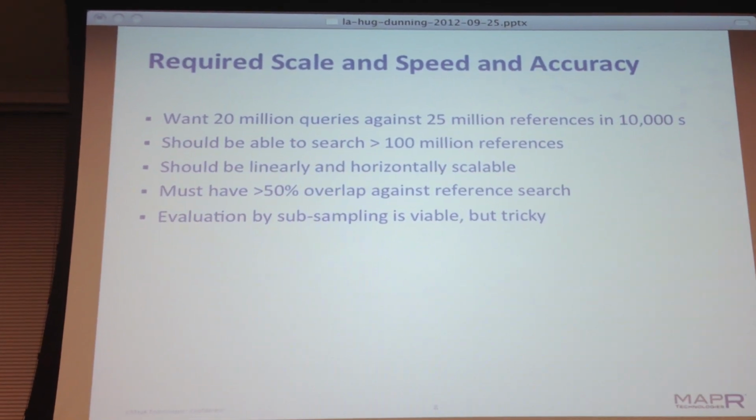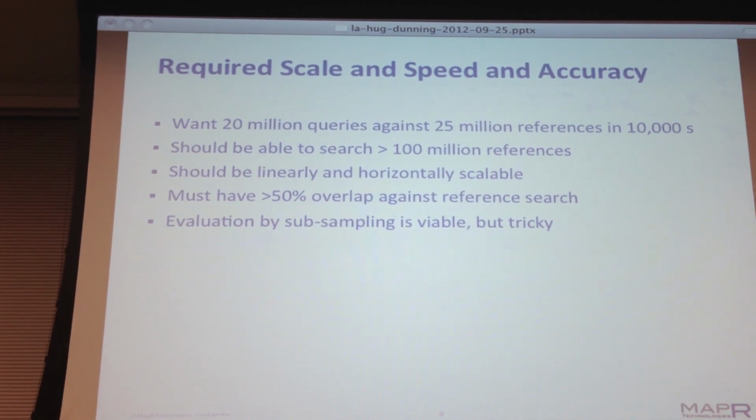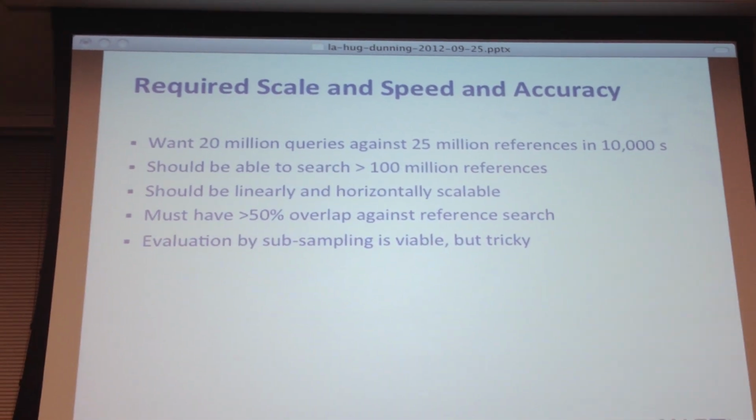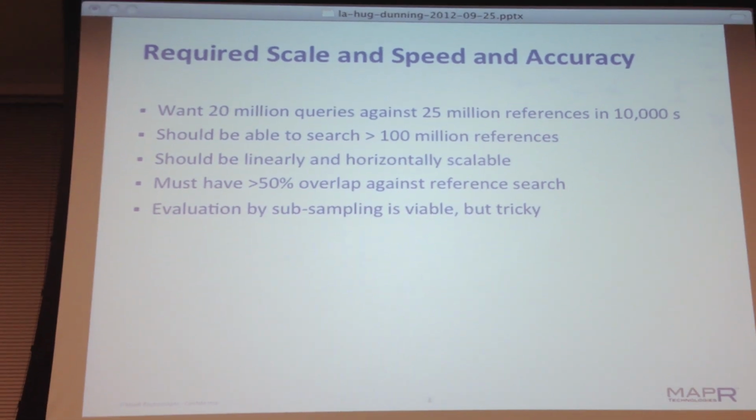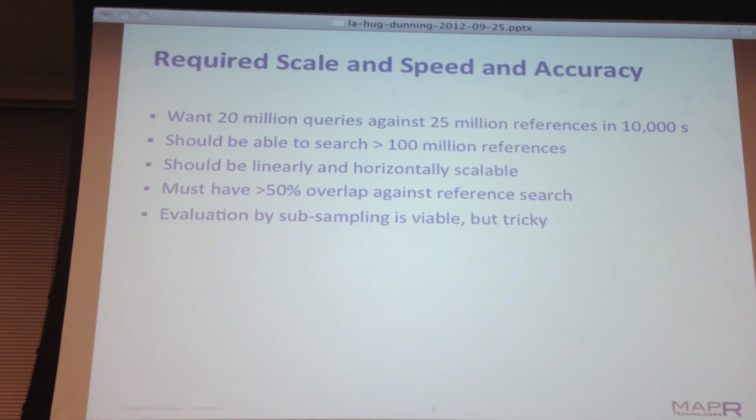So the speed we want is 20 million queries against 25 million references in about 10,000 seconds. And we'd like to be able to scale it up, of course, and we'd like to scale it linearly and horizontally and all the fashionable terms.